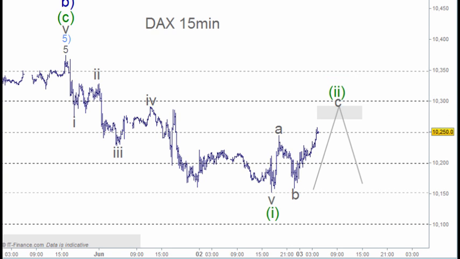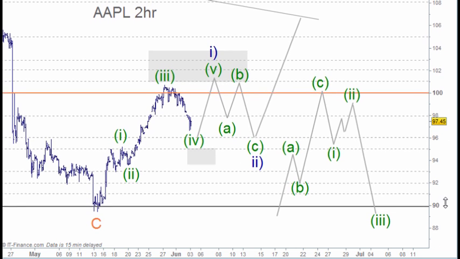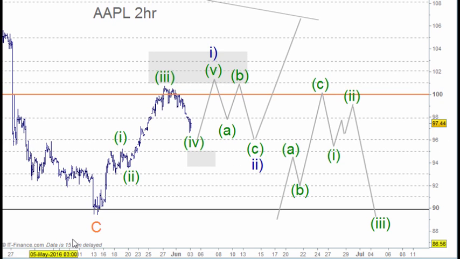So on the US markets, I'm going to start with Apple and Google. On the Apple scene here, I don't have any answers just yet. I wanted to see if the move up into 10 to 100 here would be in 3 waves or 5 waves, and so far we've got this as 1 and 2 and 3 here.